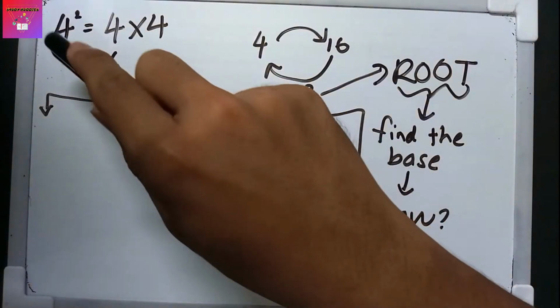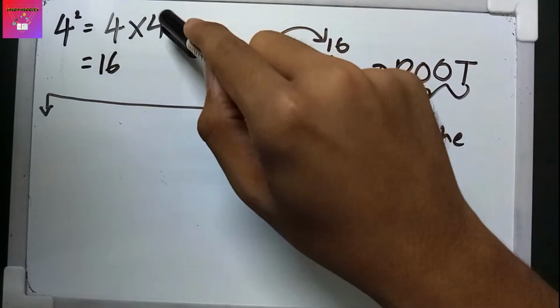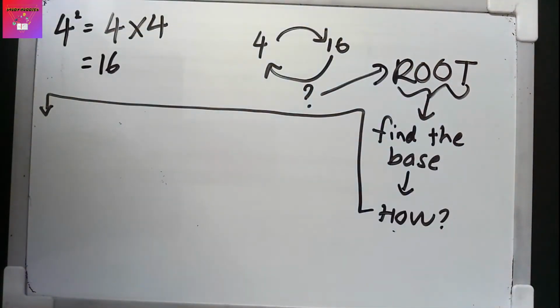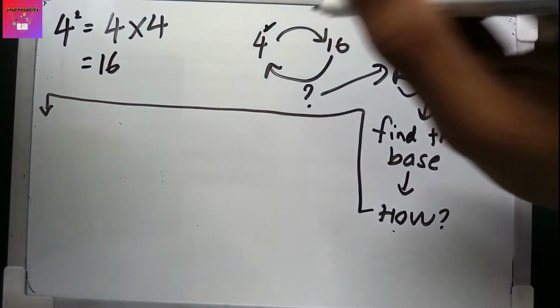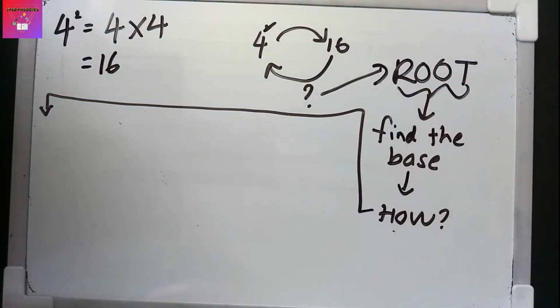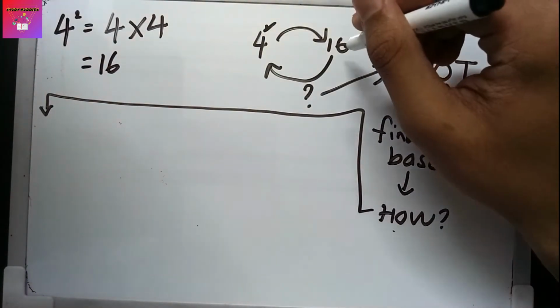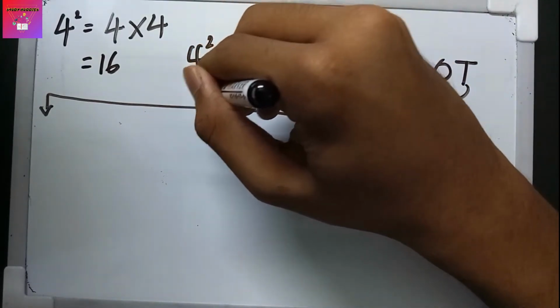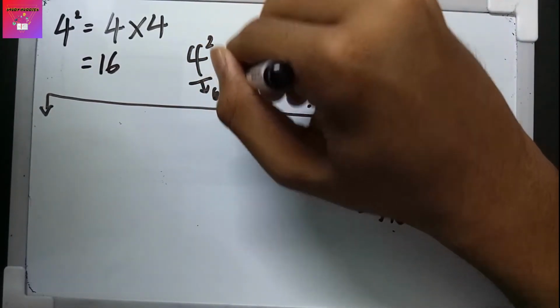As you can see here, 4 square means 4 times 4, which means you multiply 4 by itself twice. That's why it's called 4 square, and it gives an answer of 16. So now we are aware that if we write 4 square, you get 16. But the question is how to get the base, which is 4. Just to remind you, this is called the base and this is called the index.